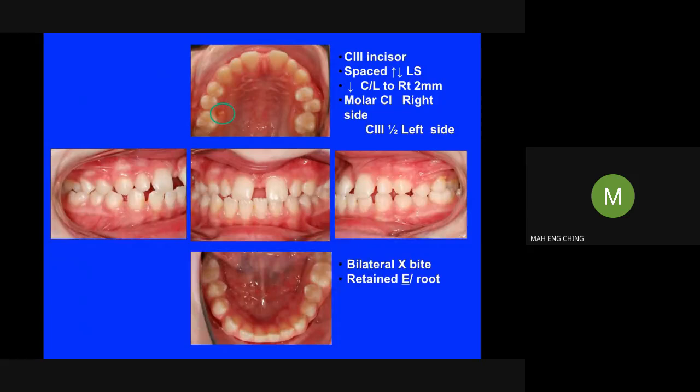Okay. So maybe we do some exercise together before we jump into the 30 cases I give you. So what do you think of this case? The first thing you have to do is count the teeth, whether they have a normal number, or fewer, or more teeth. The best way is from the occlusal view. So you count 1 to 7, 1 to 7, then 1 to 7, 1 to 7. So you got all the teeth present.